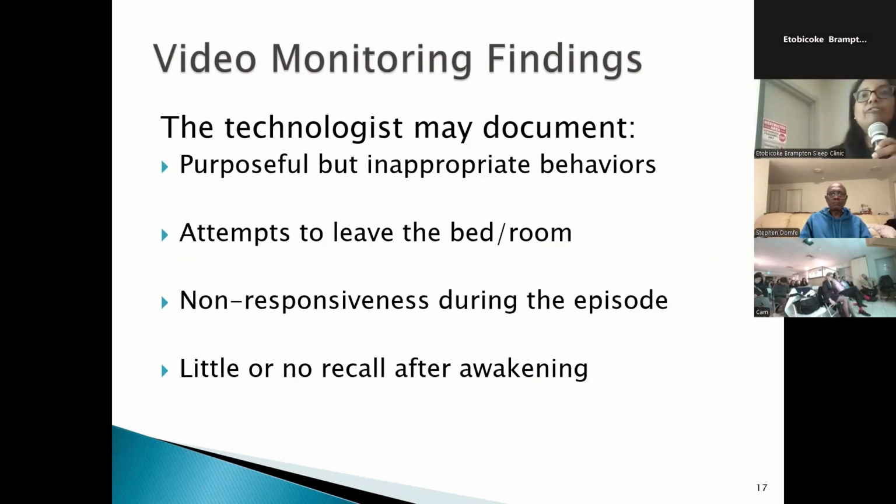So the video monitor findings, what we can see in the video monitor: purposeful but inappropriate behaviors, attempts to leave the bed or room, non-responsiveness during the episode, little or no recall after awakening. We need to go inside, and when we try to talk to them, we can find that out.